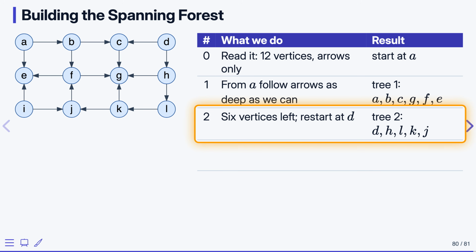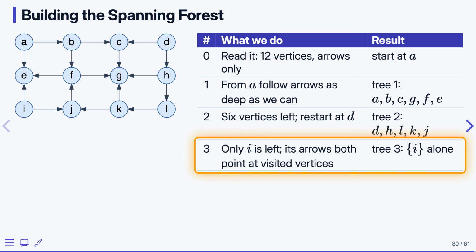Step 2. 6 dots are still unvisited. None of them can be reached from A, so we simply start again at the first one left, which is D. From D to H, from H to L, from L to K, from K to J, that is our second tree, with 5 dots.